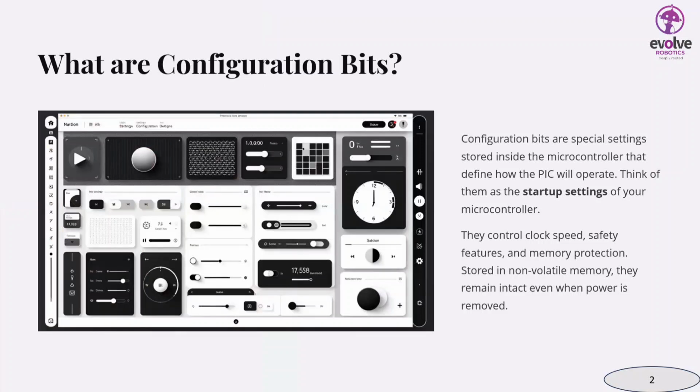Configuration bits are special settings stored inside the microcontroller. They define how the PIC will operate, such as clock speed, safety features, and memory protection. They are stored in non-volatile memory, so even if the power is removed, they remain intact. In simple words, configuration bits are like startup settings of the microcontroller.